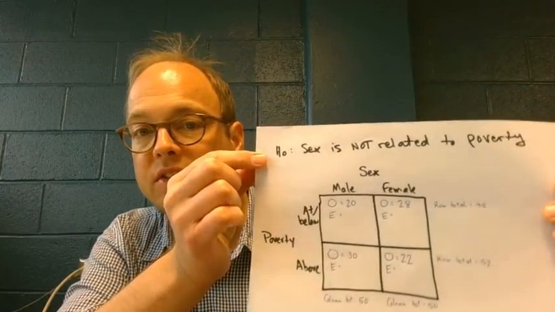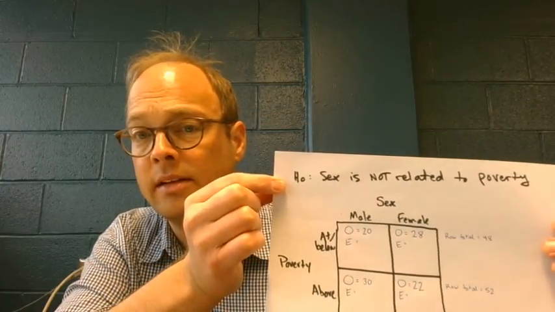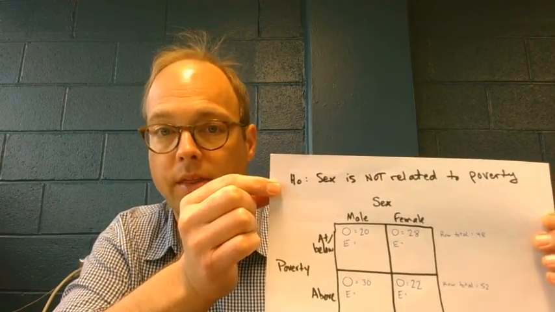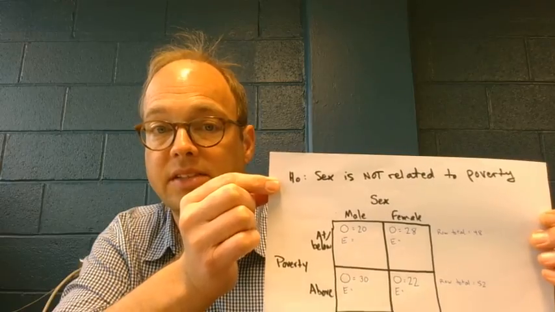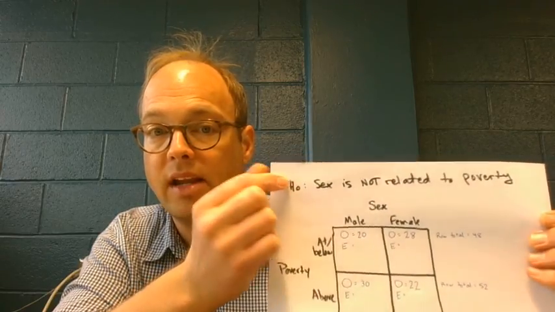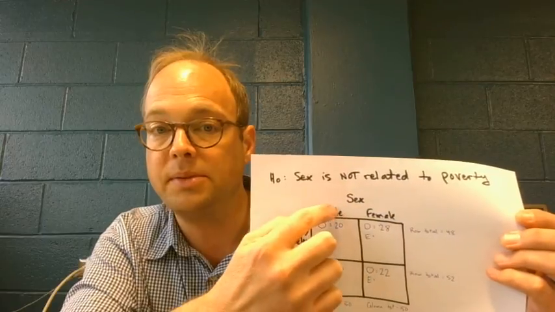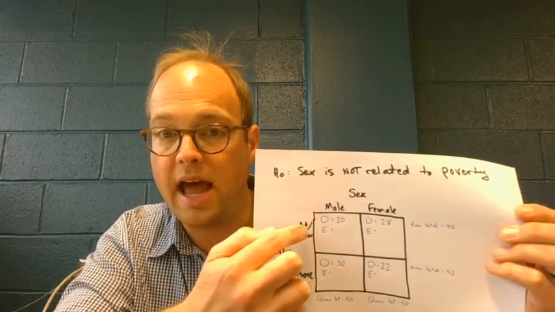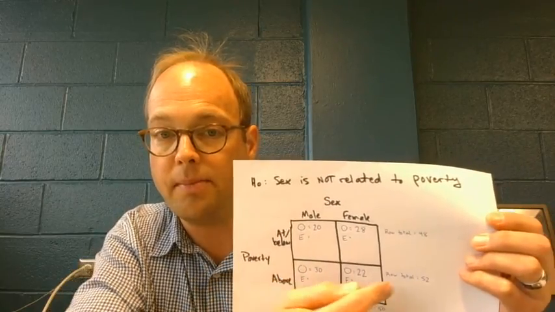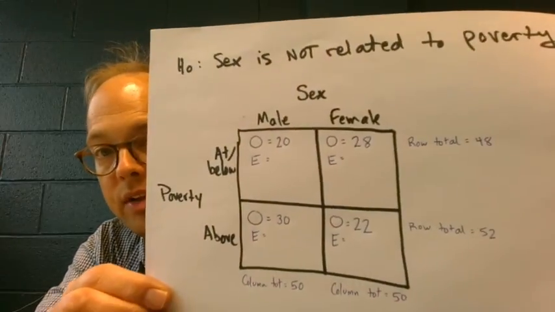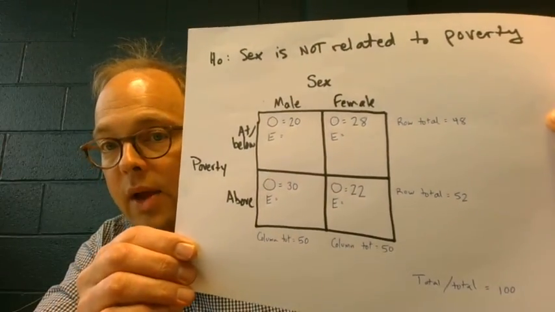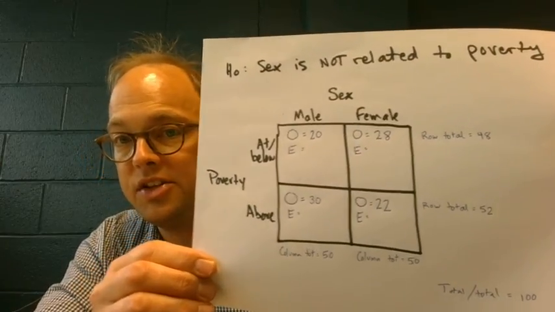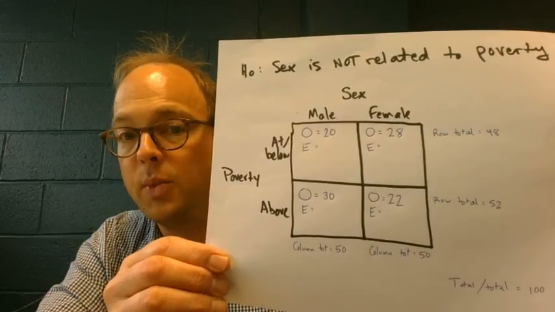Up at the top, you can see I've restated the null hypothesis using less detail, because it's my hope that at this point you're familiar with the hypothesis. The null hypothesis is sex is not related to poverty. Sex is in the columns position, males, females. Poverty is in the rows position, at or below the poverty line, above the poverty line. Except this time, if you look closely at your screen, or better yet, if you have the handout with you, I've added some information on this contingency table, both within the cells as well as on the edges.